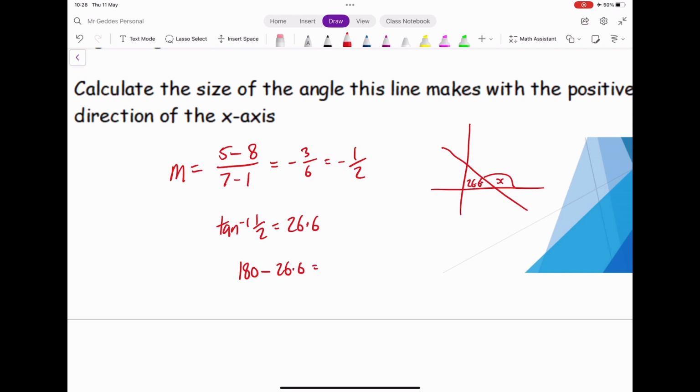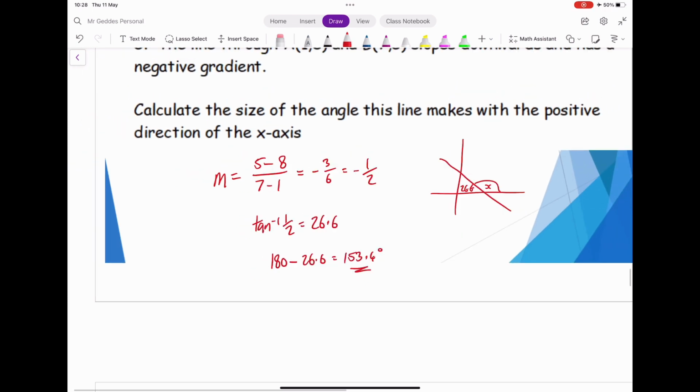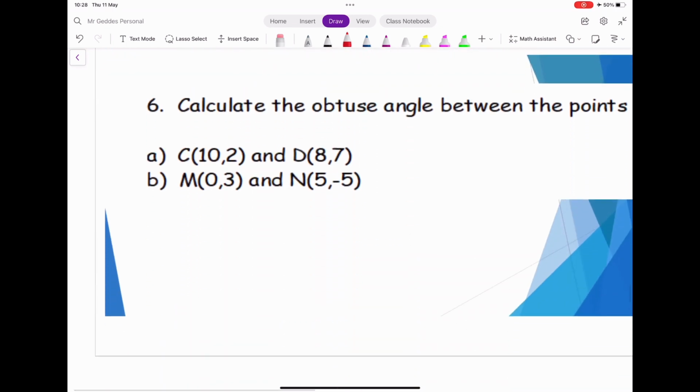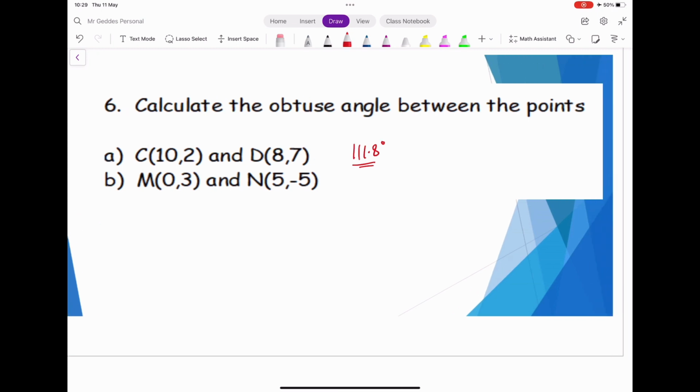So carefully does it with this. Think about what angle you're actually trying to calculate and do 180 minus the one that you're given. For obtuse angles, keep your eye on that. 153.6. One to watch for. Moving down to 6. Same as above, so have a go at these, pause it and see how you get on. Okay, the answer is 111.8 for the first one. And for the second one, remember these are obtuse angles, so it should be larger than 90: 122 degrees.